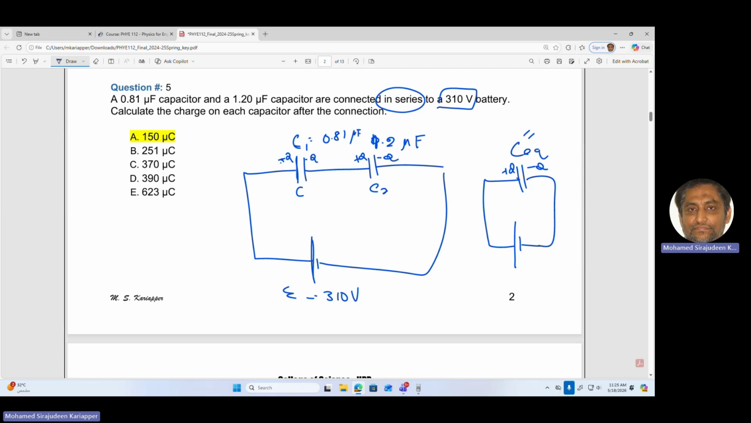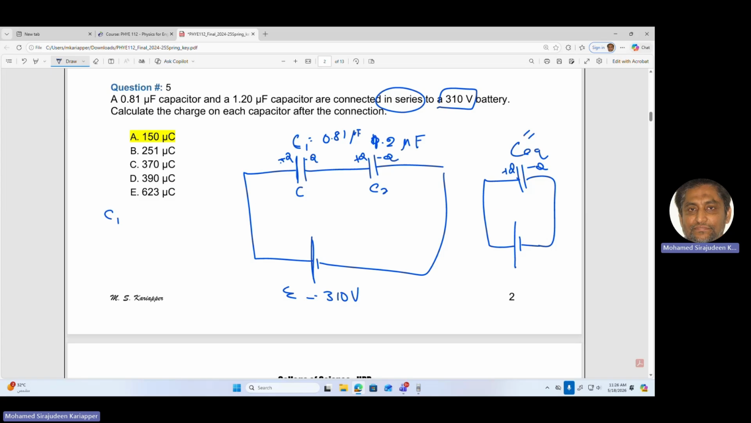If two capacitors are connected in series, how do I get the equivalent capacitance? Now, remember parallel and series. There are formulas, and we also do it for the resistors as well. The formula you have for the capacitor is not the same as the formula you have for the resistor. They switch places.